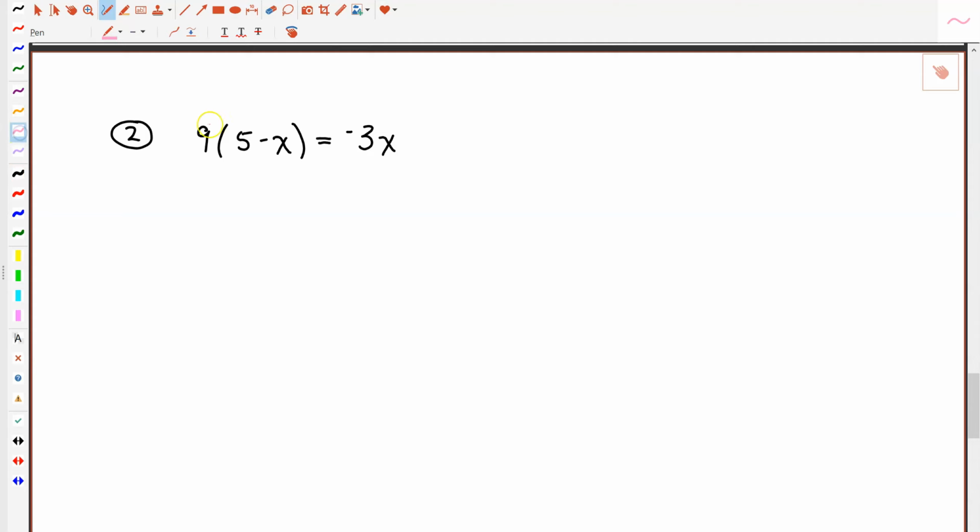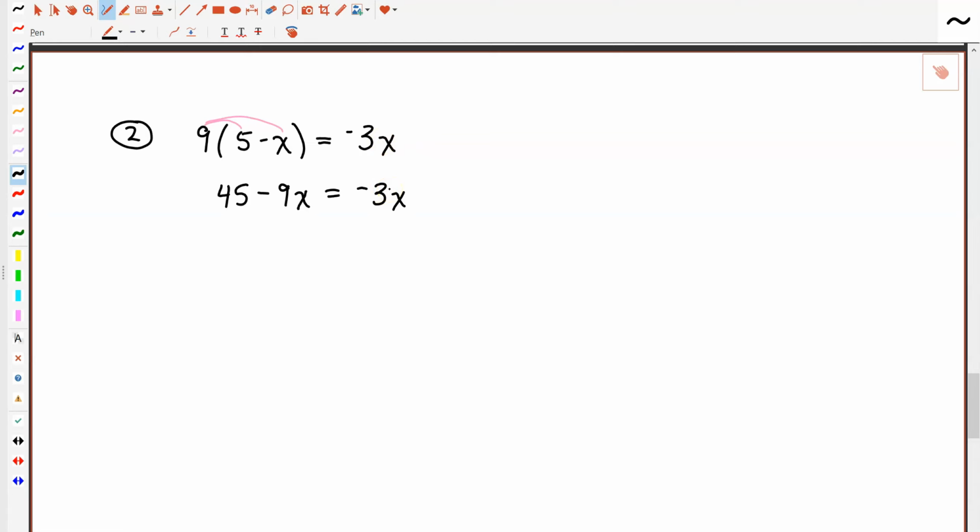Now the first thing I'm going to do is distribute that 9 through in order to break these parentheses so I can start moving some pieces around. 9 times 5 is 45. 9 times negative x is negative 9x, which I'll write as minus 9x. And then over here on the right-hand side, I'll just carry down that piece. Don't drop it, okay? Everything that you don't use, you just bring down to the next line.